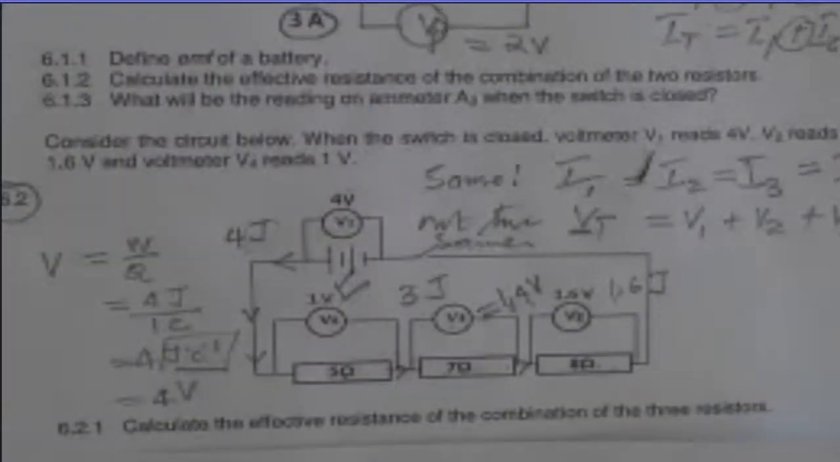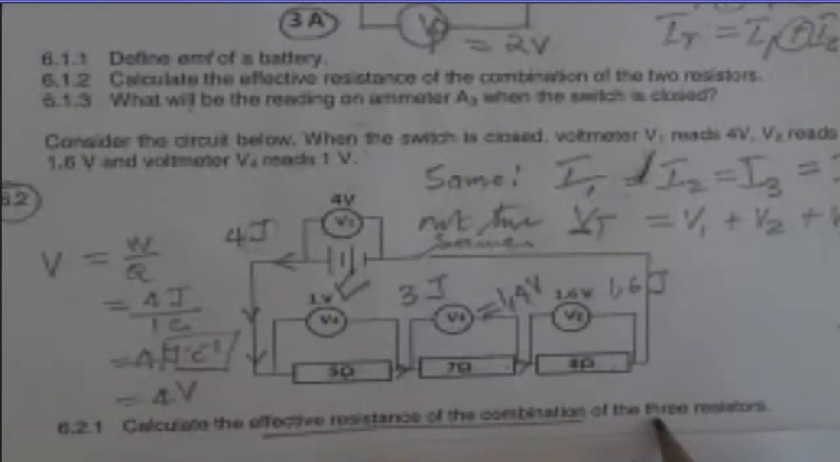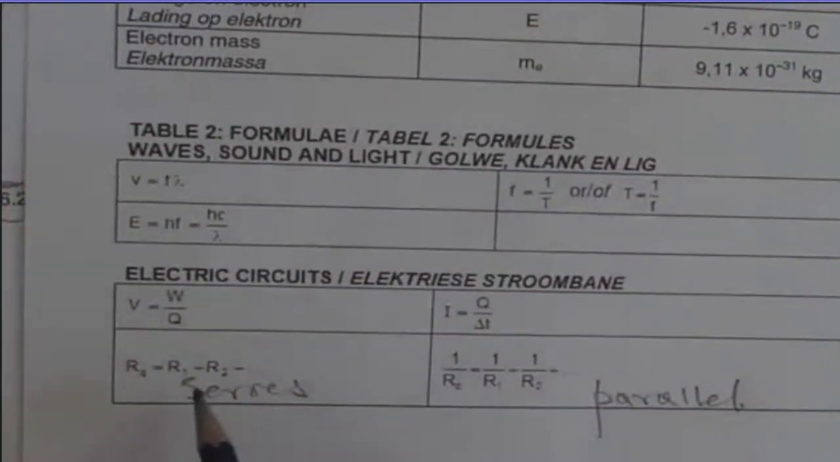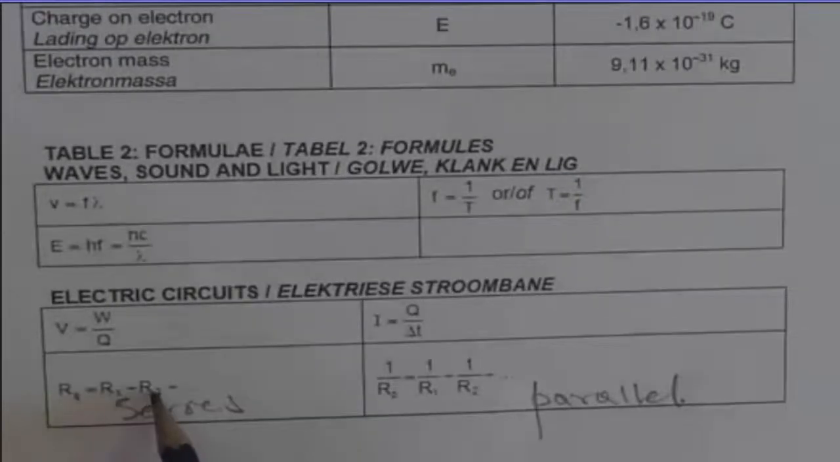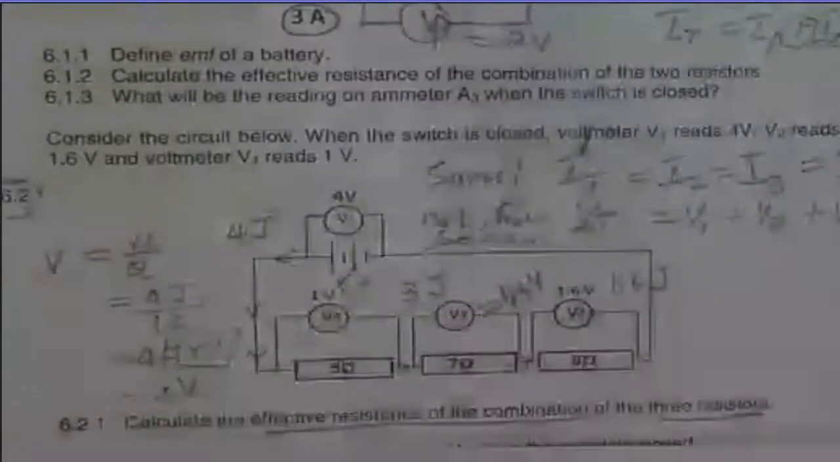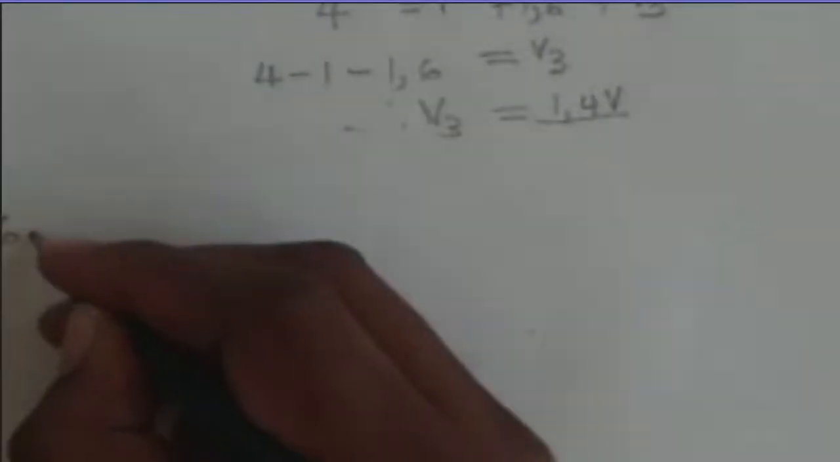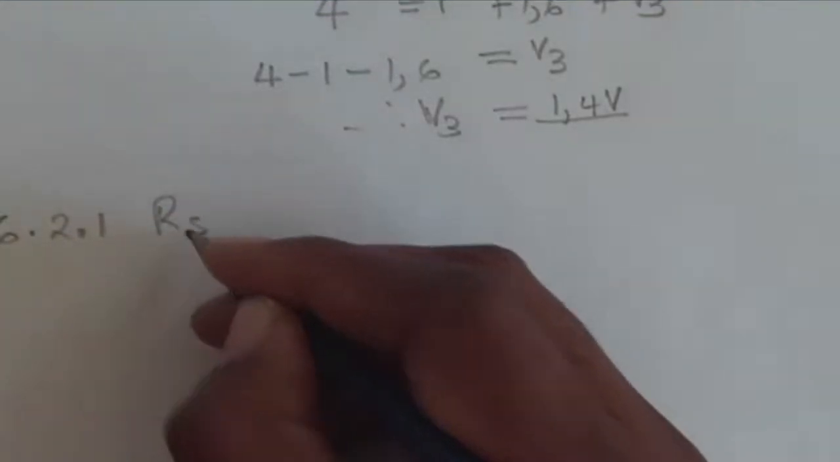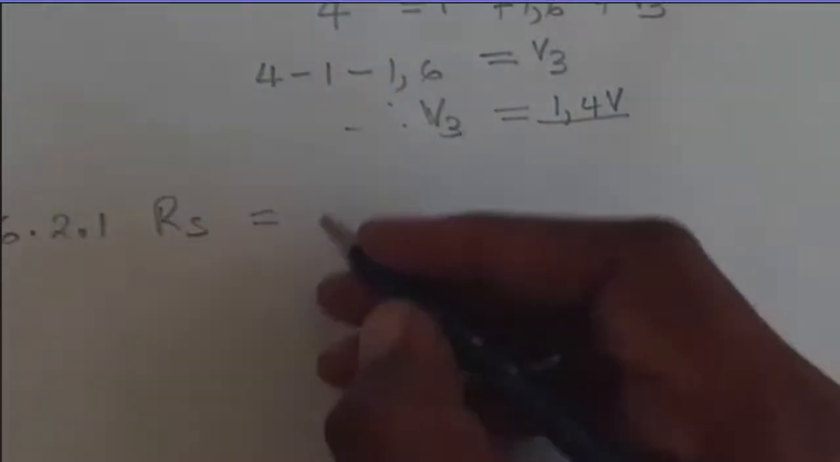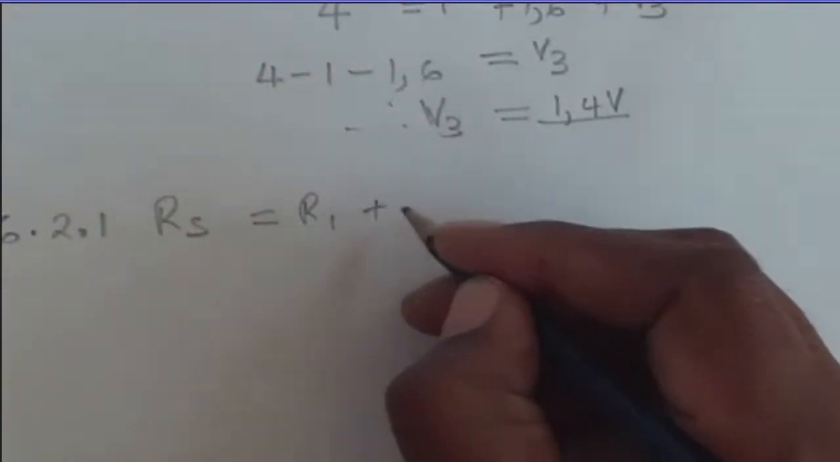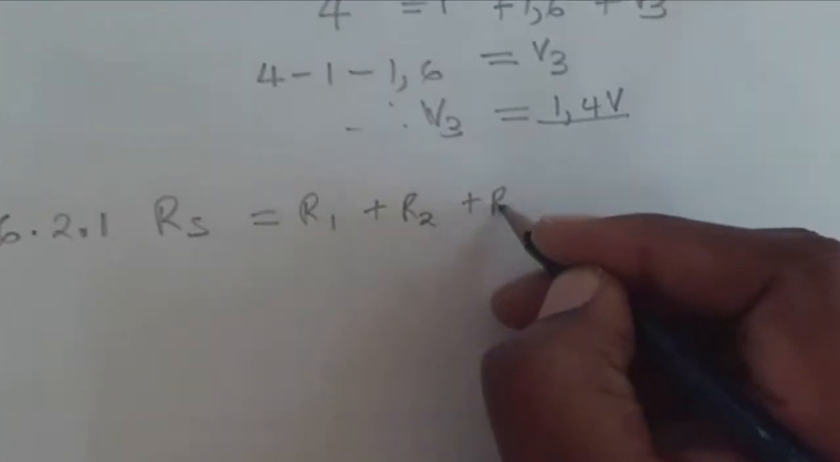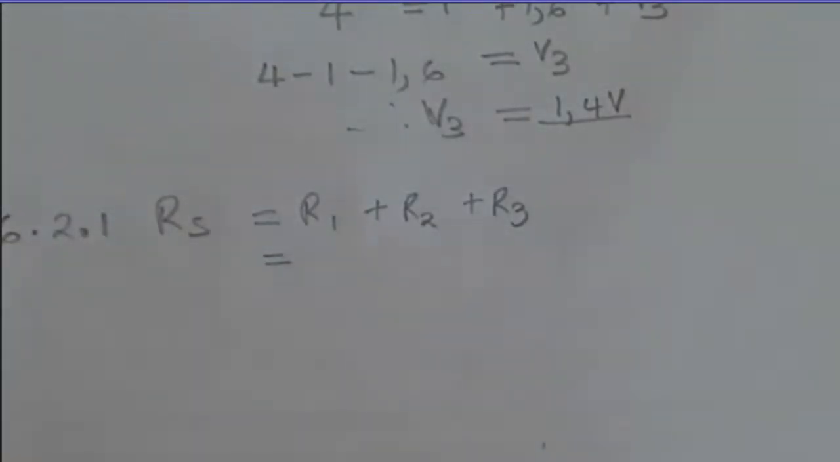So let me go to the questions. The first question: calculate the effective resistance of the combination of the 3 resistors. The 3 resistors are connected in series, meaning it will be R series equals R1 plus R2 plus R3 plus R4, whatever the number of resistors given. So 6.2.1, R in a series. It will be R1 plus R2 plus R3 because there are only 3 resistors.